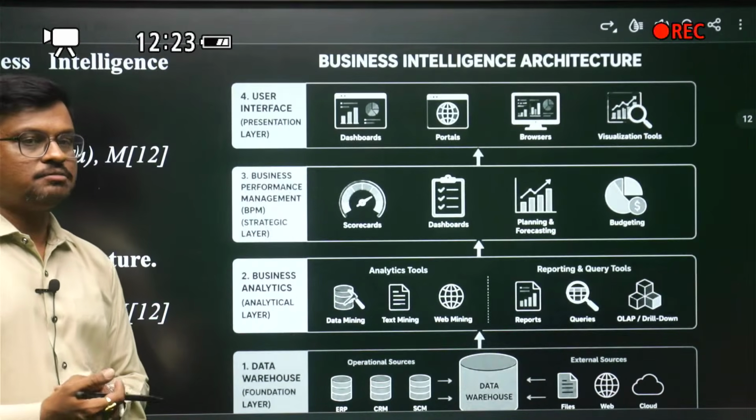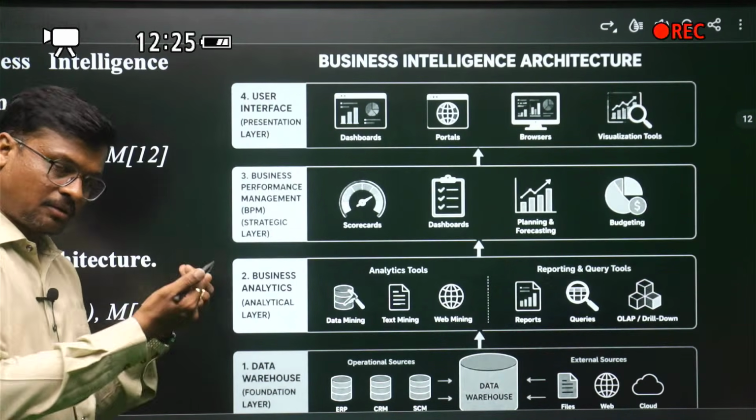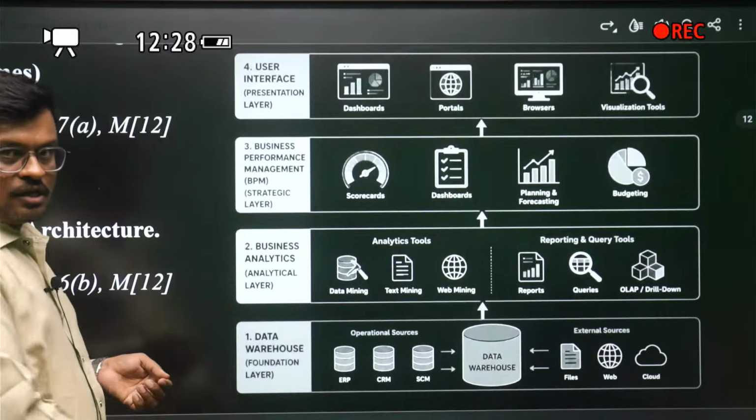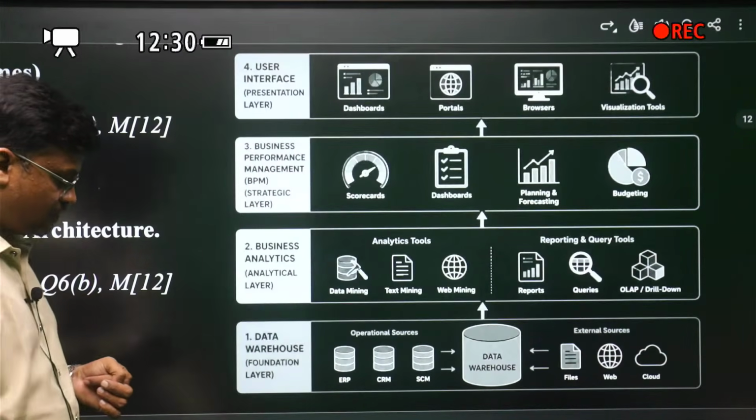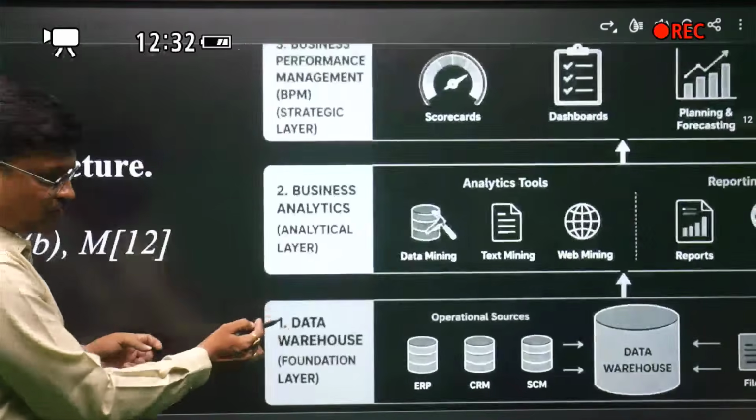So we will go with business intelligence architecture. It is a bottom-up approach. First, your data collected from the various resources will be dumped into the data warehouse. That is the first one.